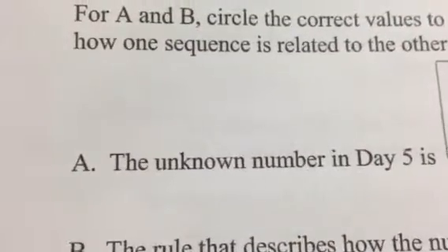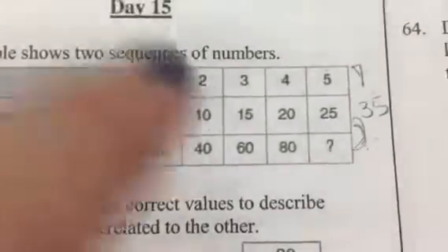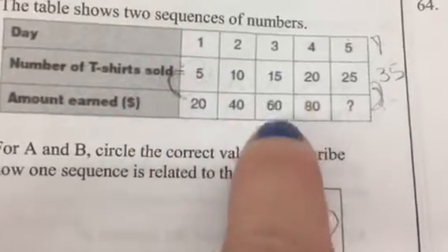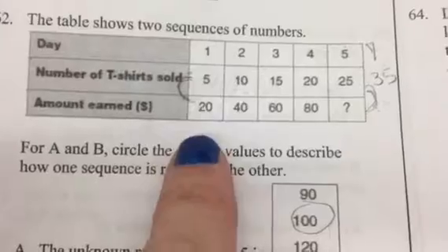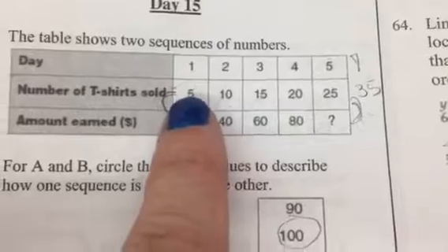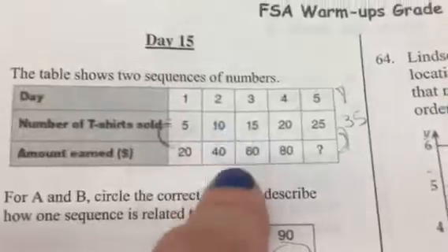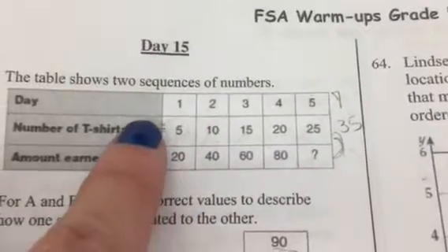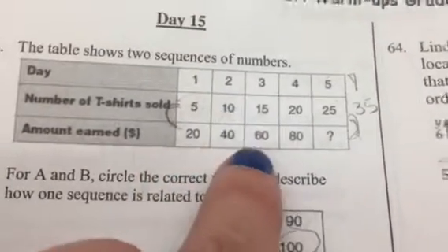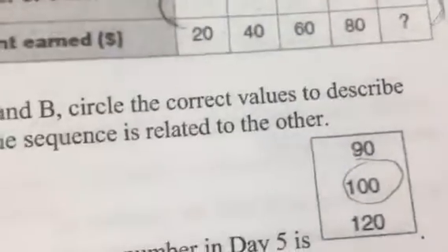Part A says the unknown number for day 5 is, so I need to go back and figure out what they did to get this mystery number. So I'm looking through my sequence of 2 numbers and trying to identify a pattern. What did I do to go from 5 to 20, and does it apply to the next column? I could say 5 plus 15 is 20, but it doesn't work moving on because 10 plus 15 is not 40. So what else could I have done? Oh, 5 times 4 is 20. 10 times 4 is 40. And so I can see that that would work. So the next number, 5 times 4, would give me 100.